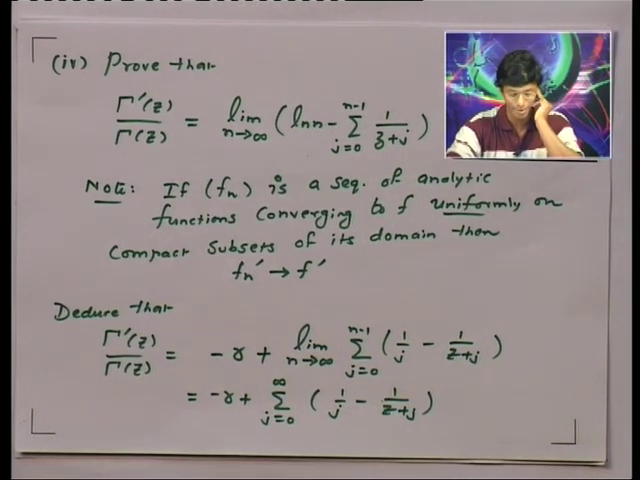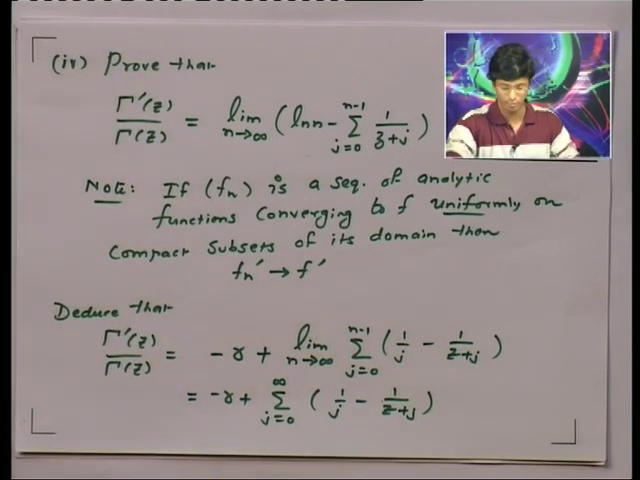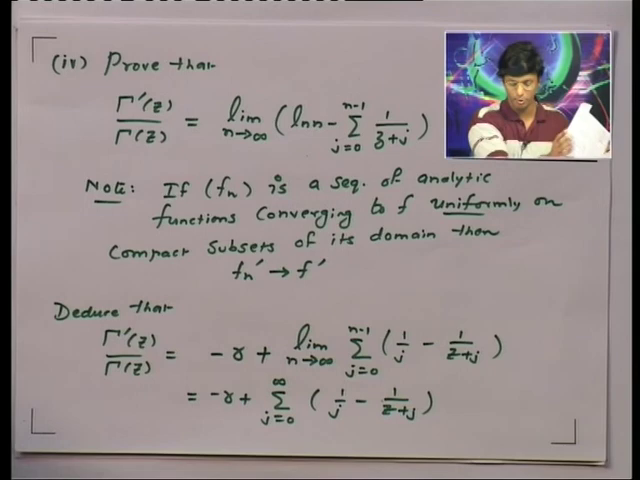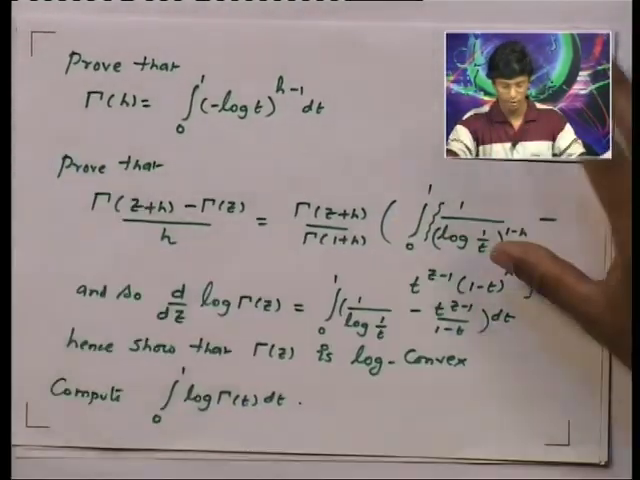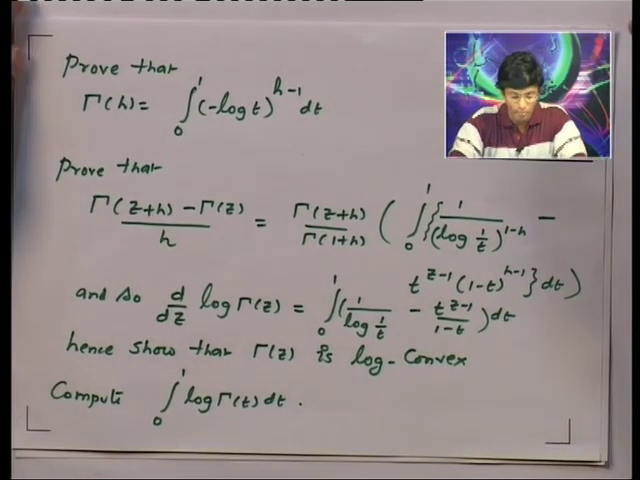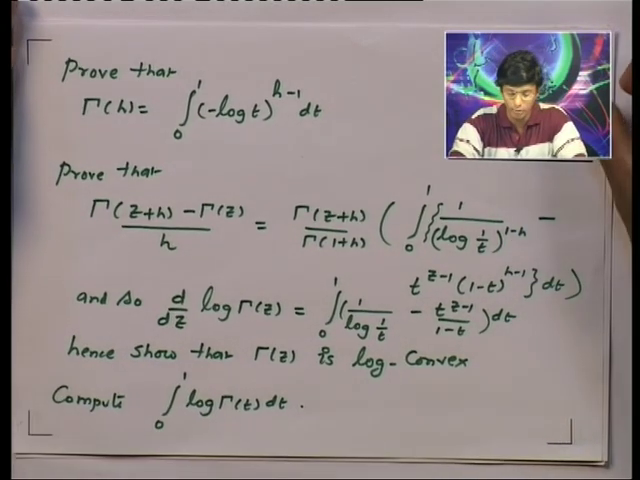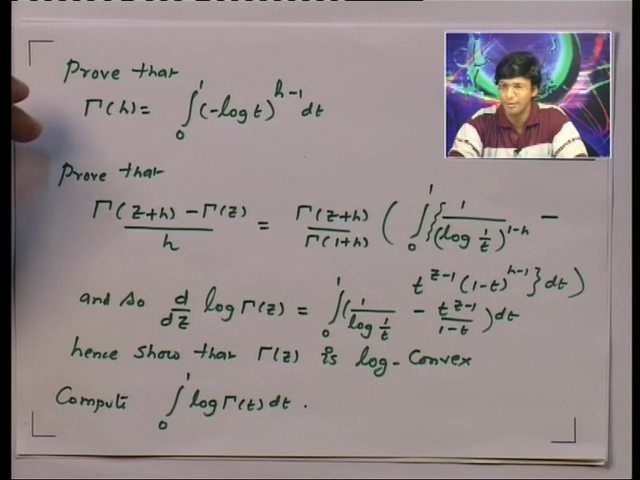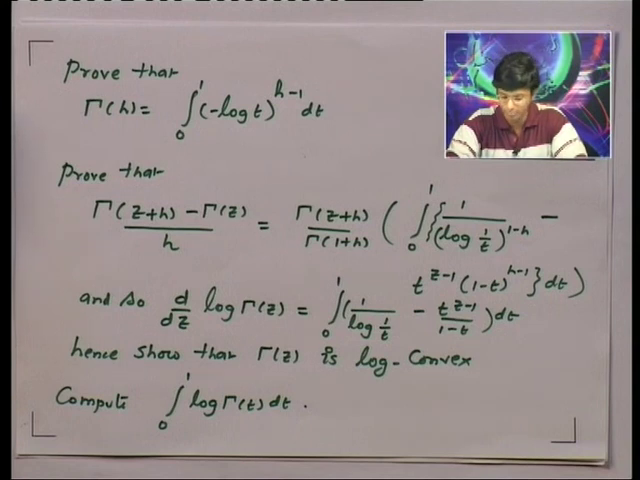Prove that gamma prime z upon gamma z equals the limit as n tends to infinity. Just a minute, before this there should be another. Excuse me, I'm sorry. Prove that gamma of h equals, this is very trivial. The first part is very trivial. Change a variable, simple.